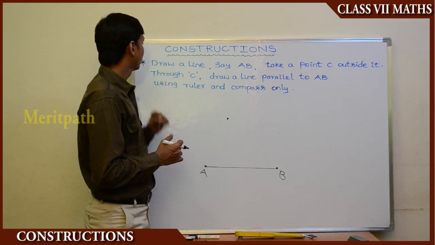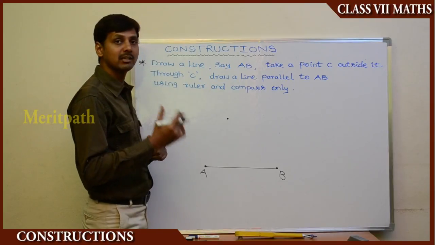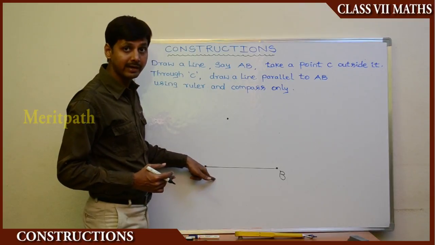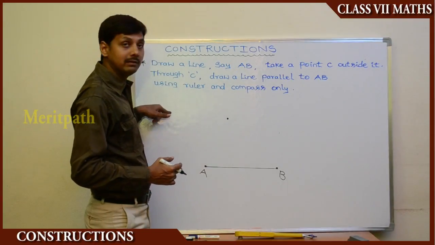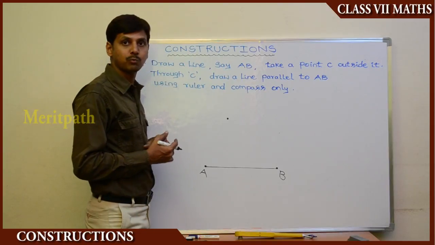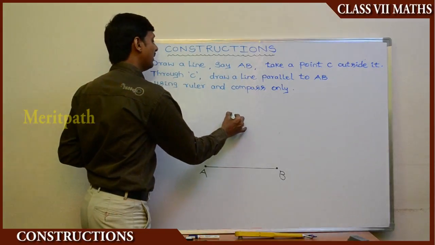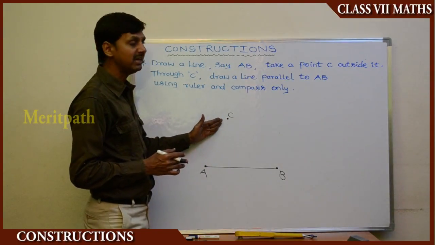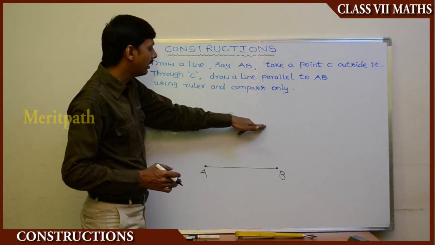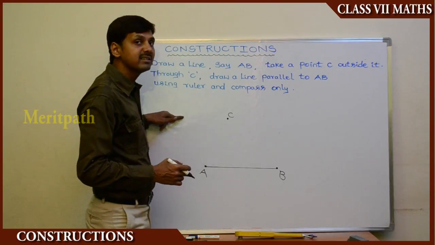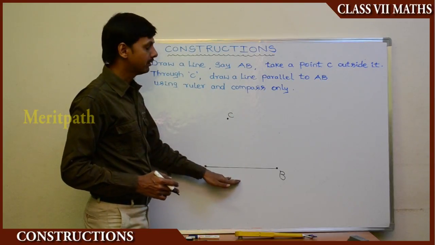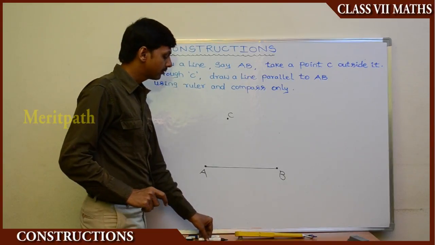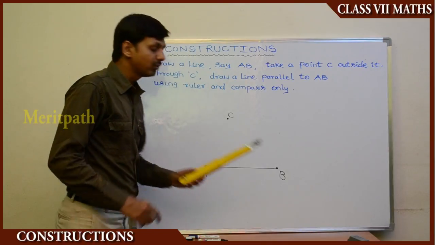Now through C, draw a line parallel to AB. Through C, we need to draw a line parallel to the line AB. So we must draw a line through this point. This is C, taken outside of AB. We need to draw a line through this point C which is parallel to AB. Let's draw using only compass and scale, so let's use the compass.